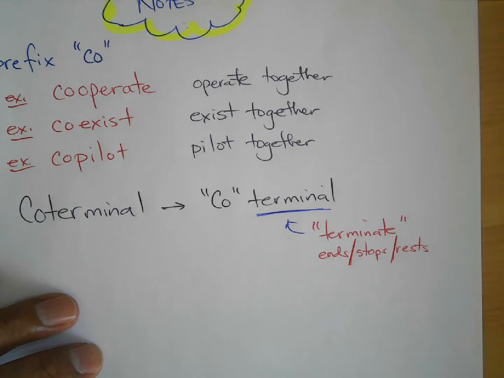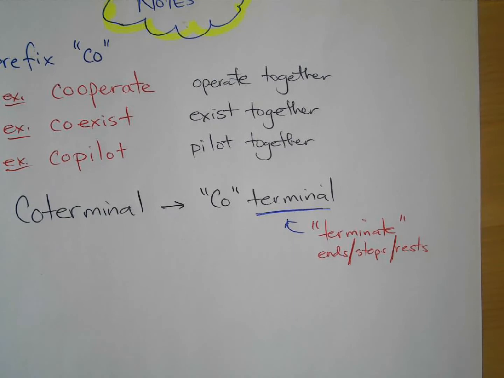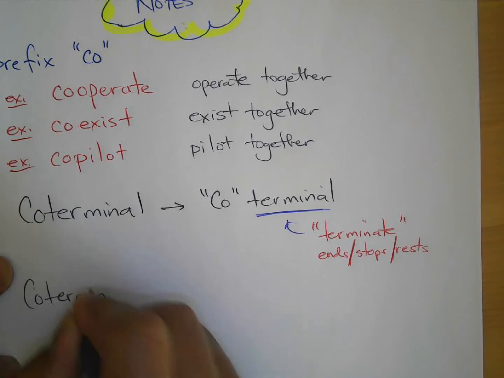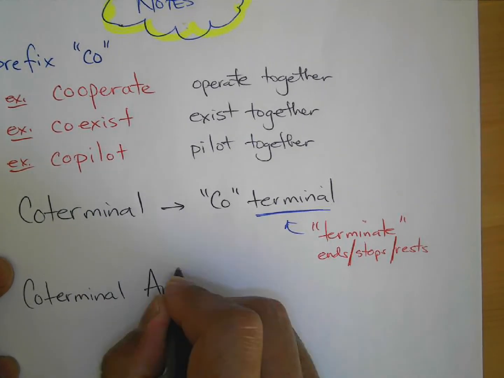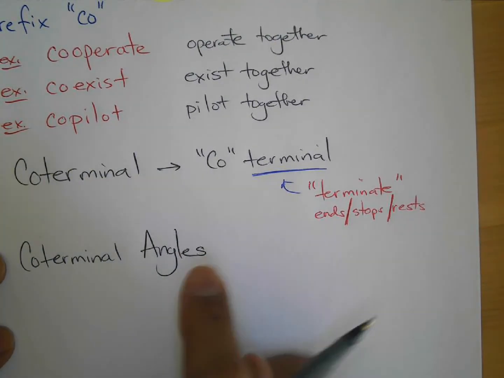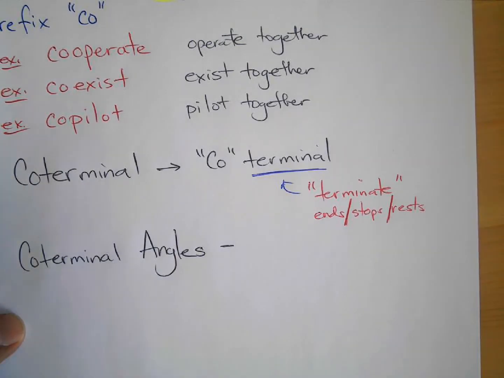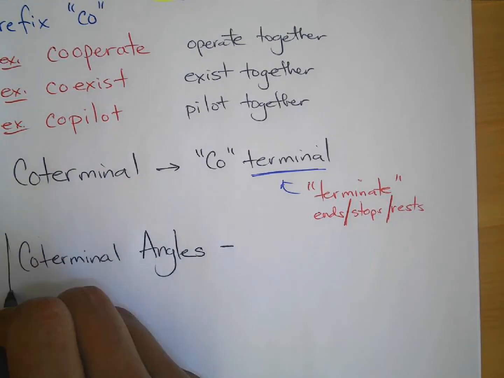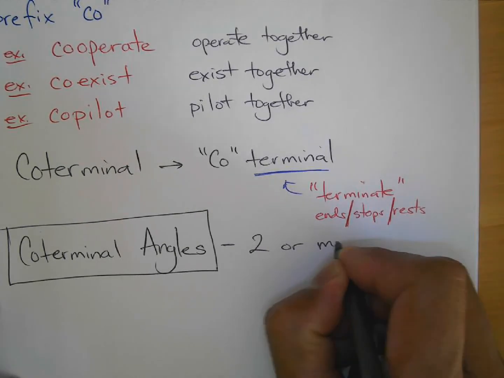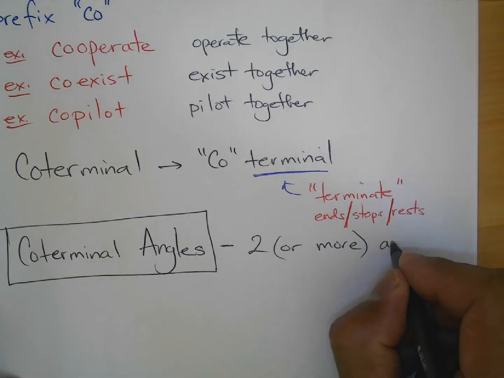The coterminal side. So coterminal angles, right? Because we're talking about not one angle. Coterminal angles, it's plural. Coterminal angles, it has to be more than one. It's not a coterminal angle, it's not one. Coterminal angles is plural. There has to be two of them. Coterminal angles, by definition, are two or more angles.